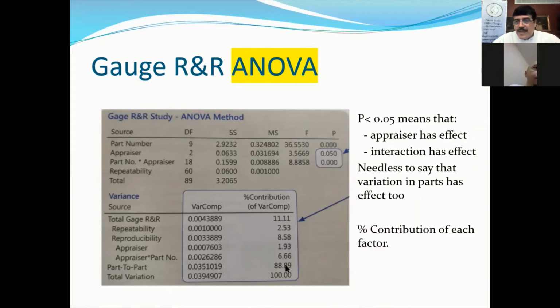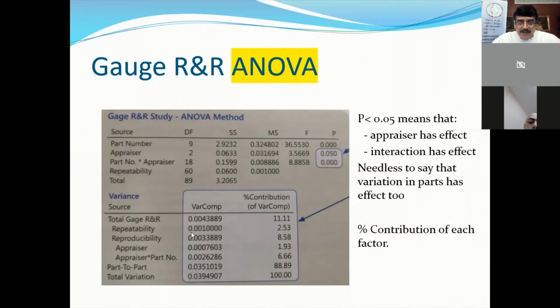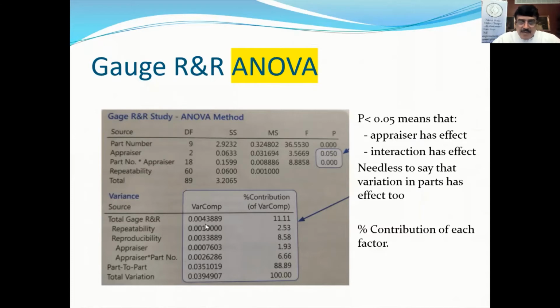It's almost 90%, which is okay, which is fine. This is where you want most of your variability to be coming from. You see that repeatability and reproducibility, the gauge R&R, is 11%. Within this R&R, there is 2.5% coming from repeatability and 8.6% coming from reproducibility. And within this reproducibility, 1.9% is coming from the appraiser and 6.66% is coming from the appraiser-by-part interaction.